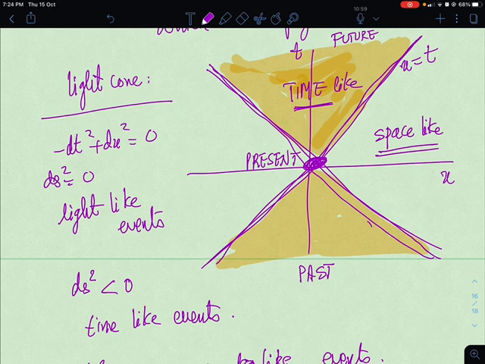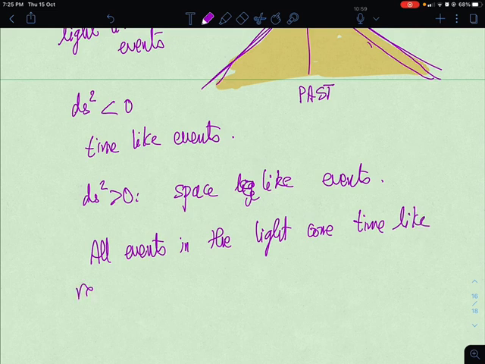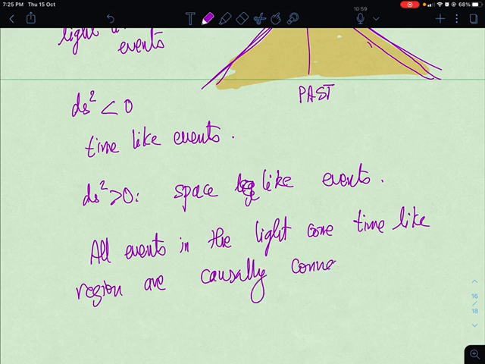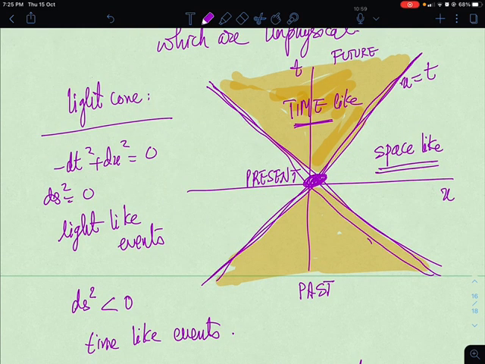So you can have only time-ordered events, meaning you cannot say that some event from the future will affect things in the present. Only the events in the past can affect the present, and the present events can affect the future. So all these events are essentially causally connected. All events in the light cone time-like region are causally connected, which we call physical. So physically we are only interested in those events which are causally connected.